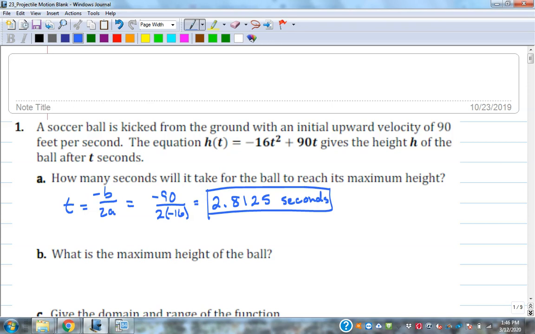All right. B part says, what's the maximum height? So what is that? Well, maximum is where? The vertex, right? T that we found on A part was the time that it took to get here. Then the height would be the y value that goes with that. So all we got to do is plug in that decimal in the place of t and work it out. Okay, and so I'm finding h of 2.8125. I'm writing out what we're doing here. We're going to use the calculator to calculate it.